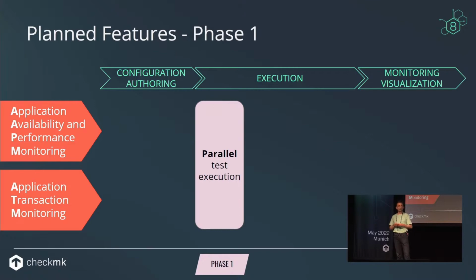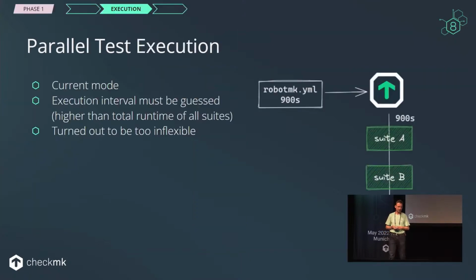Hands up, RobotMK users who struggled with the total execution runtime for Robot Framework tests. Who knew the problem that the total execution time of all the test suites exceeded the execution interval? Who had this problem? Yeah, some hands, okay. I want to show you how RobotMK works today.